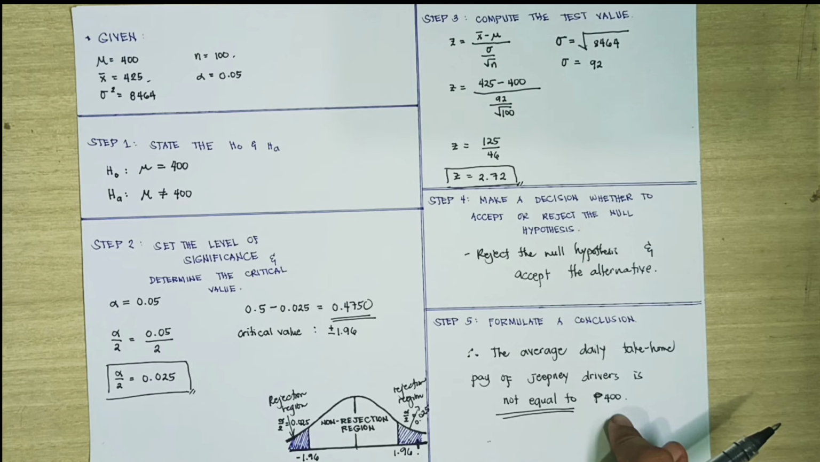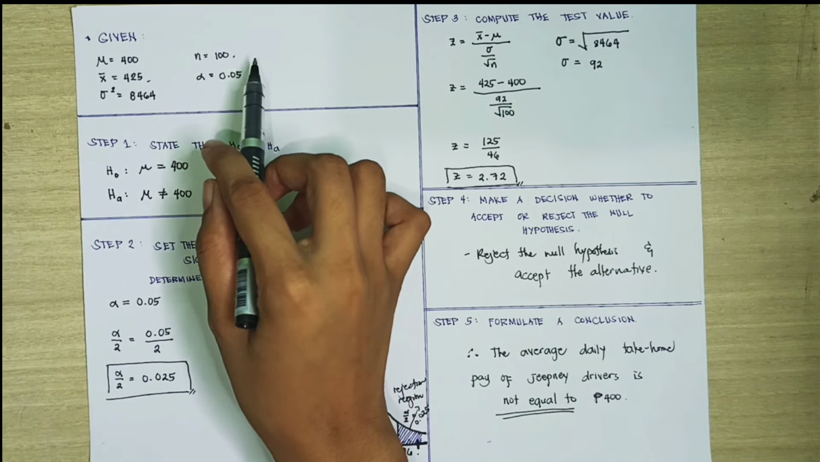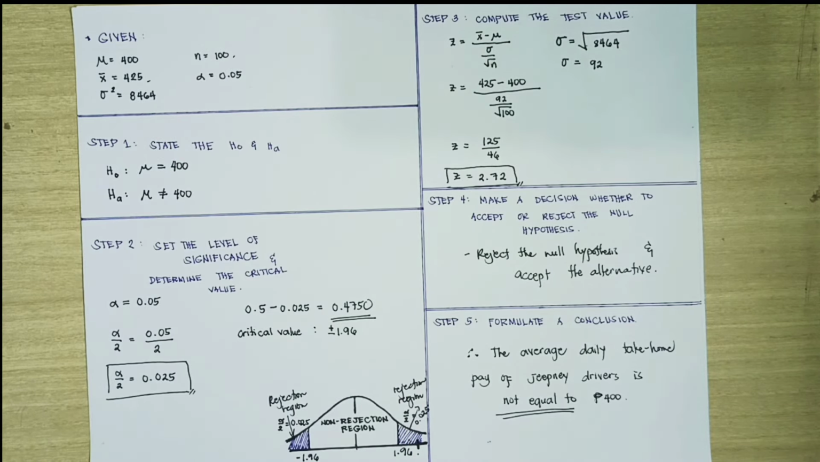Okay po. So, yun lang po. Kapag, ganito lang yung gagawin natin kapag ang value ni n is greater than or equal to 30 and given yung population variance.